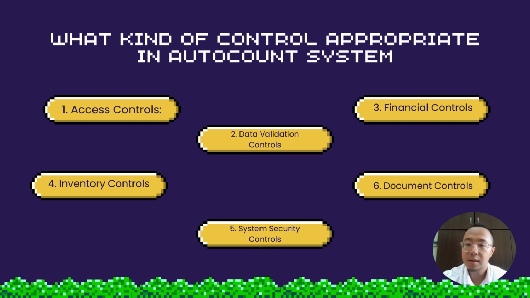So next, inventory control, we can see it in stock level and back order control. Next, system security control. We can see it in the use of antivirus and anti-malware software in the AutoCount system. And lastly, document control. We can see it in document number and document approval.